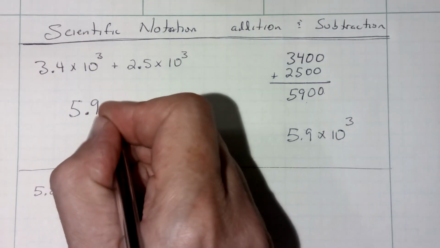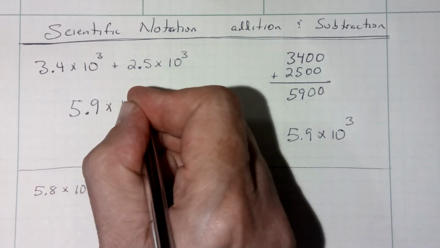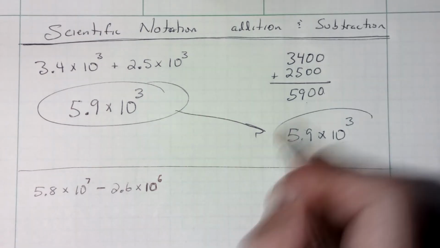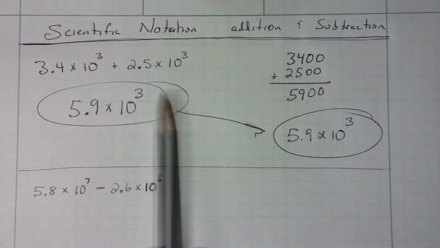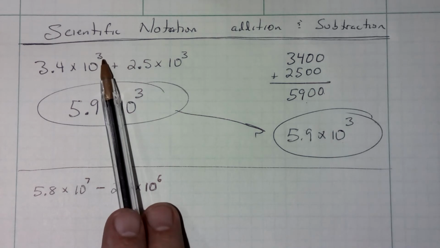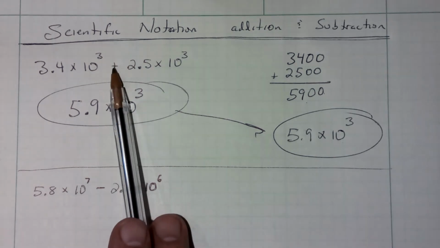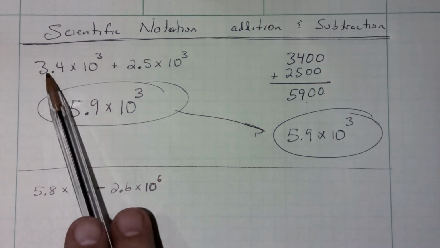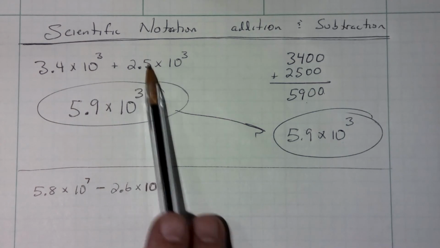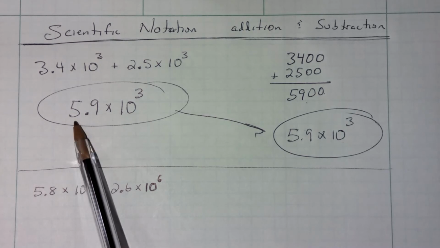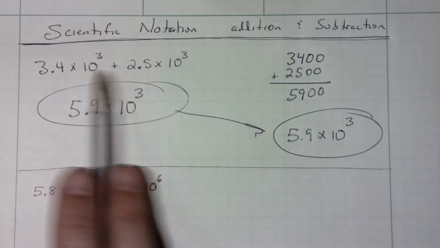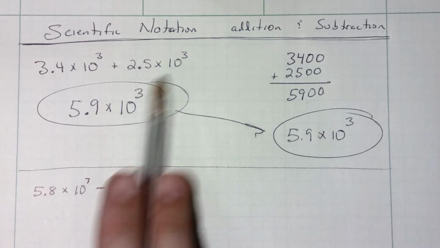Now here's the important part, times 10 to the third. We keep the exponent the same when we're adding. Don't accidentally add the exponents. We're not doing times between these two tens. We're just adding them. It's like we're adding 3.4 of these to 2.5 more of those, so we get a total of 5.9 of those 10 to the thirds. So as long as the exponents are the same, we can add them.